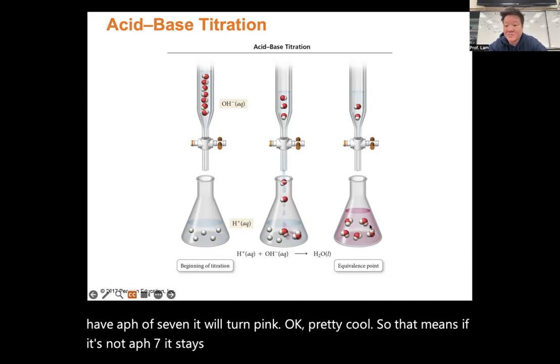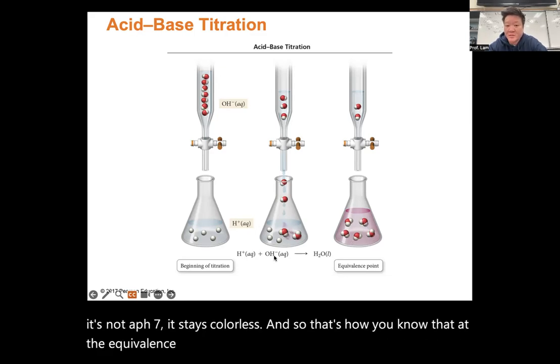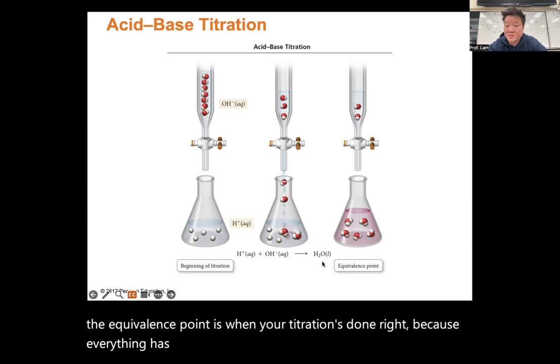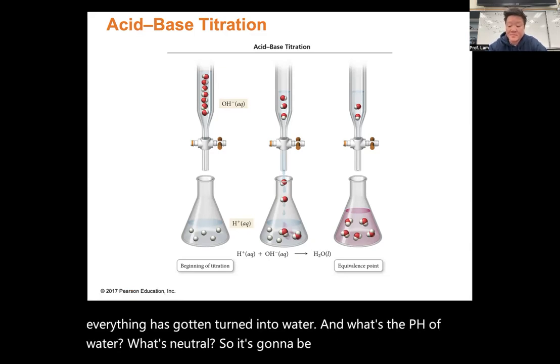And so that's how you know that the equivalence point is when your titration's done, right? Because everything has gotten turned into water. And what's the pH of water? Well, it's neutral, so it's going to be 7. Okay.